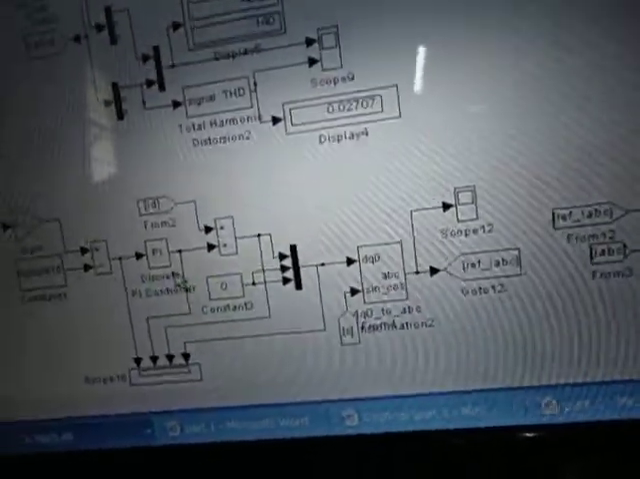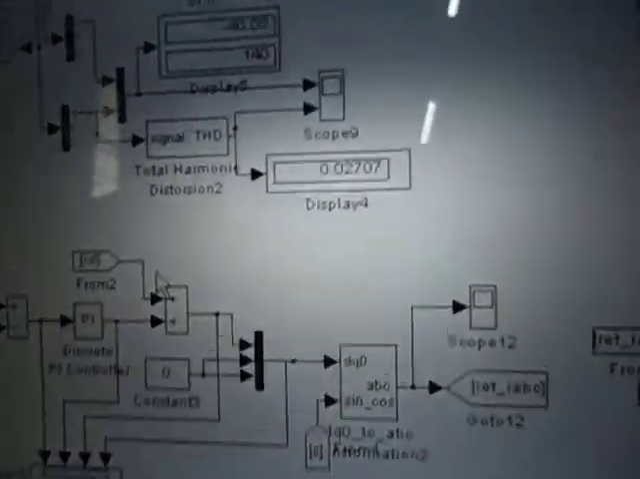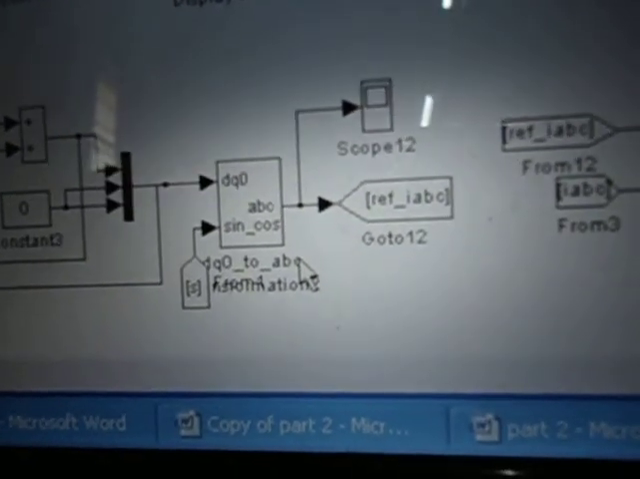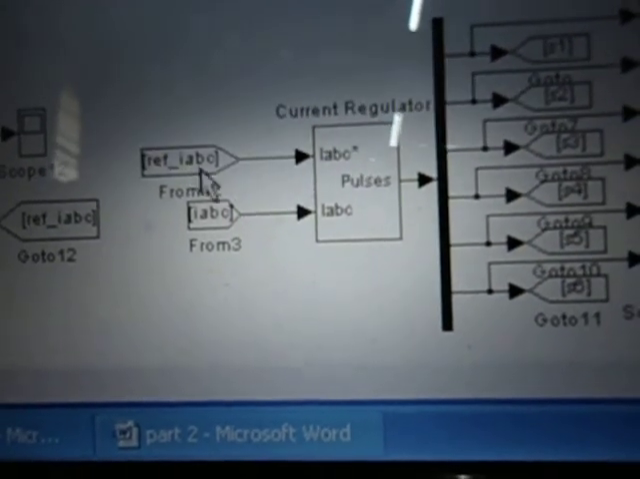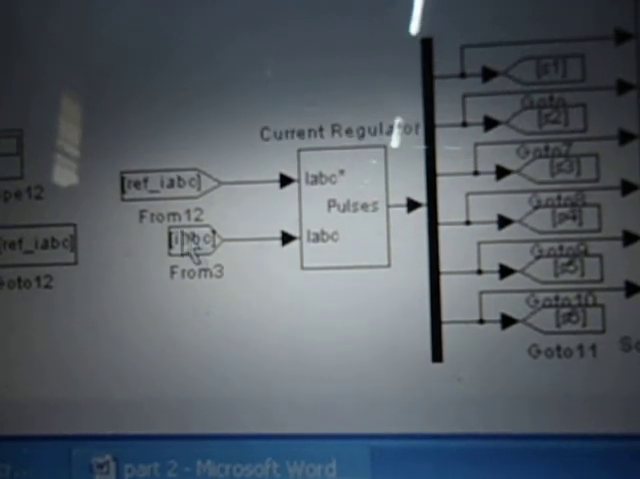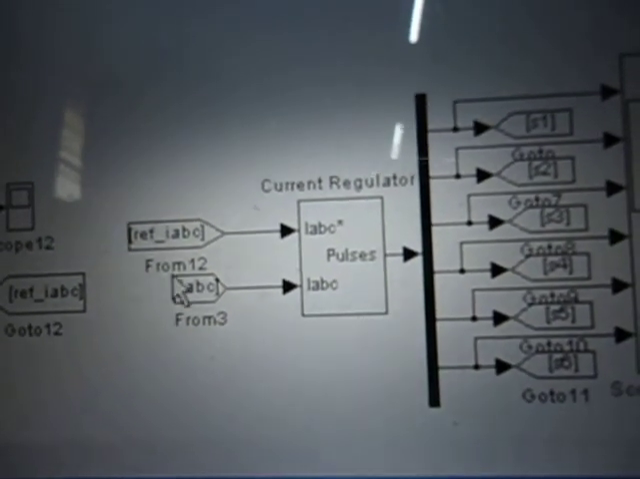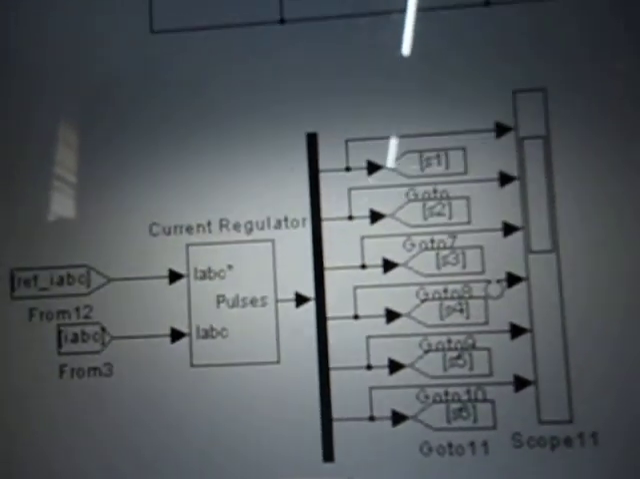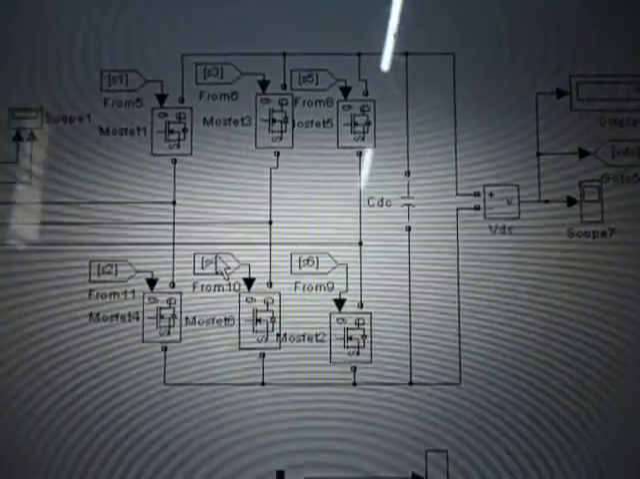The output of the PI controller is added to the filtered Id, and these filtered Id, Iq and I0 are again given to the DQ0 to ABC transformation. The output of the transformation will be the Iabc reference. This reference source current is compared with the source currents with a current regulator and we will have the pulses. These pulses are given to an inverter, and this inverter will act as a shunt active power filter.